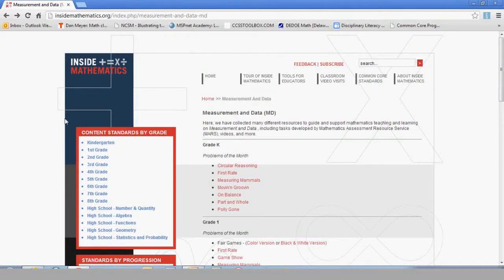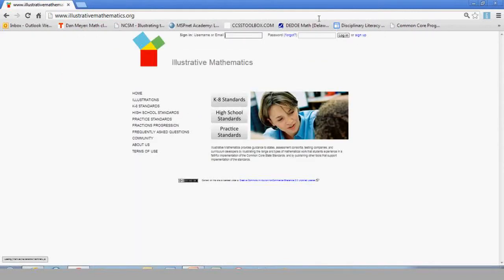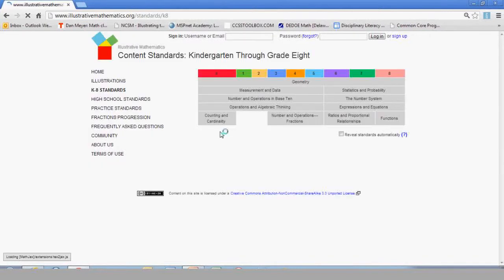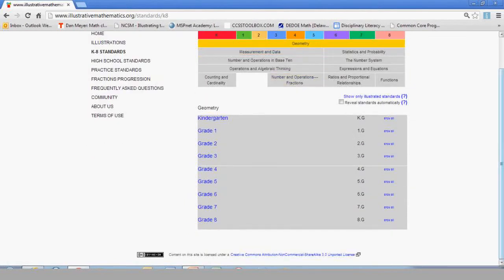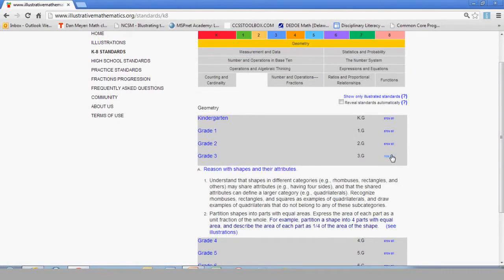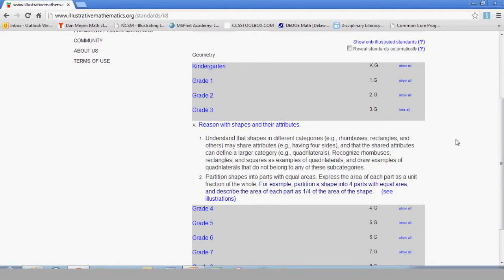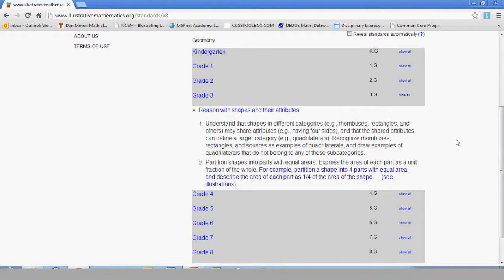What I want to do now, though, is to take one last look then at the illustrativemathematics.org website, just to highlight a couple of other pieces in geometry that might help you in this measurement and data sense too. So if I click on K8 standards, I'm going to open up geometry, and we're going to take a look quickly at third grade and see if there are any other geometry standards that contribute to that understanding of measurement and data.